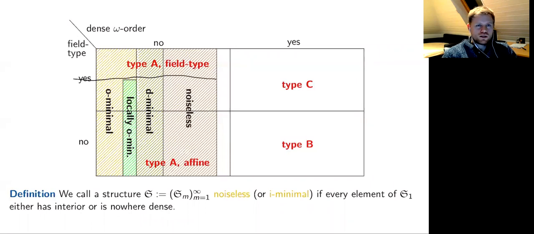And then the most natural generalization you could ask for in this setting is something that I think Chris came up with the name for: noiseless. We call the structure noiseless if every definable set either has interior or is nowhere dense. All these tameness notions are always of this form: either the set has interior or something. So o-minimality is either interior or finite. Locally o-minimal is either interior or discrete. D-minimal, modulo something, is either interior or a finite union of discrete sets. And noiseless is the weakest form you can ask for in that sense: either it has interior or it is nowhere dense.